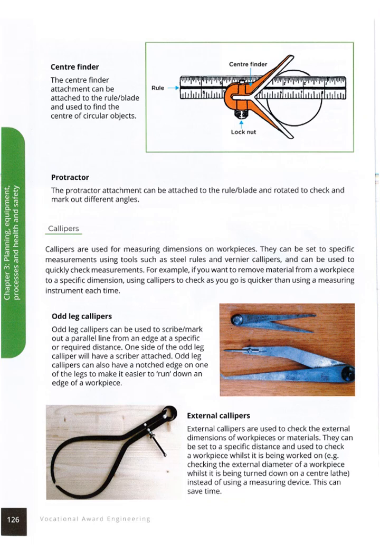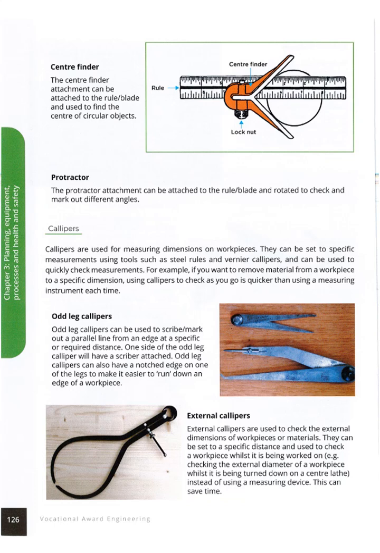So what they do is, the first one is the odd leg caliper. It's very, very similar to a compass. You set it to the dimension that you want, and that will give you the same dimension over and over. It's almost like a template. So instead of you having to measure the same thing that you want to cut out every single time, you've got it on these calipers.